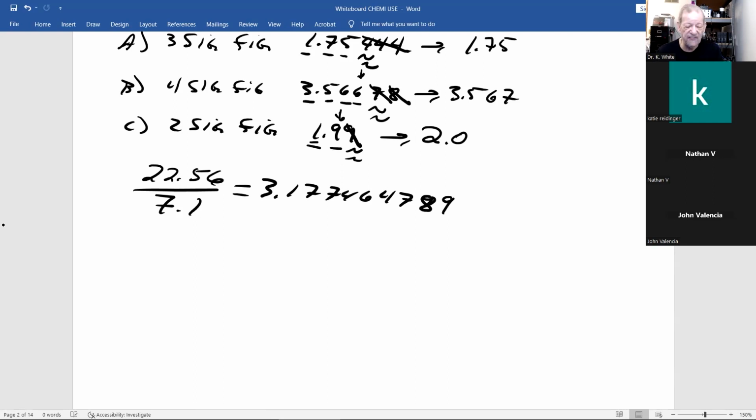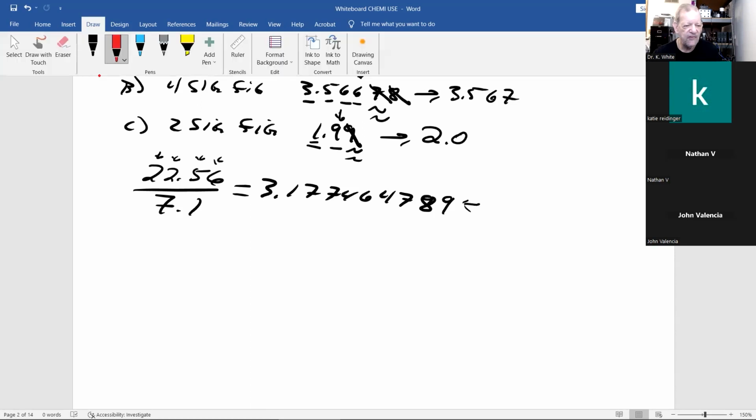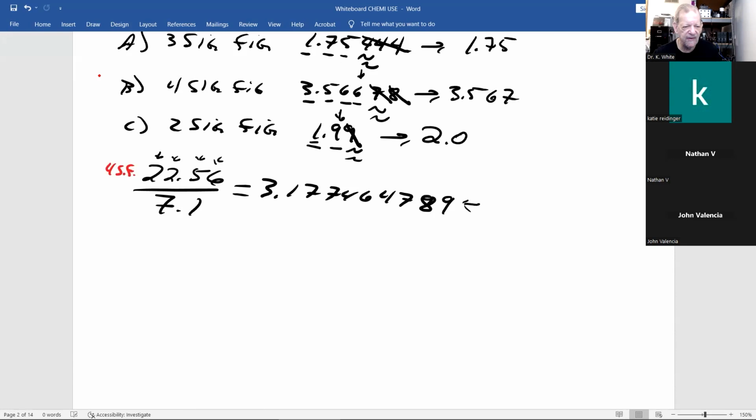And that's a lot of significant figures. If you put this down as your answer, I'm going to take off a point because this has 1, 2, 3, 4 significant figures. And this has 1, 2 significant figures. And this is multiplication division, in this case division. So your answer should have the same number of significant figures as the number you multiply and divide that has the fewest, 2.